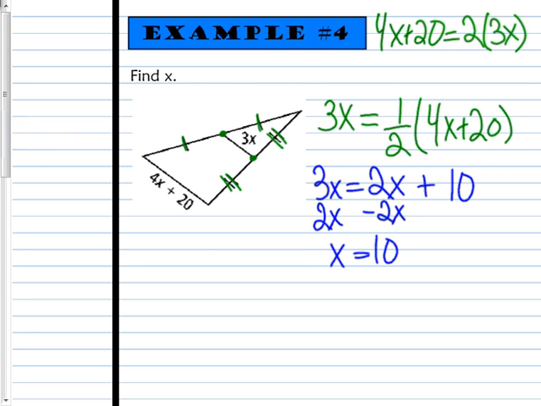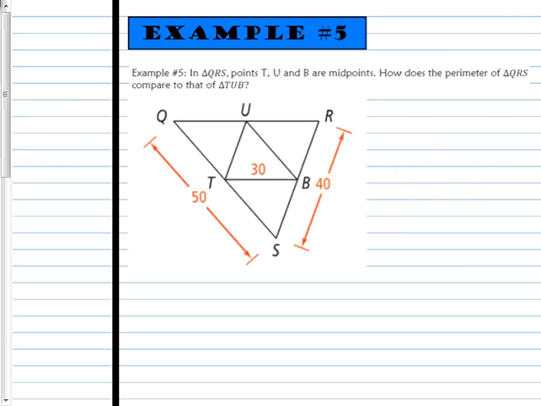It would have worked out the same if we would have done it the opposite way. 4x plus 20 equals 6x. I would have subtracted 4x from both sides. Would have gotten 20 equals 2x. Divide by 2, and x would have still been 10. Okay, so either way you work it out, it's going to work out. You can divide by 2 or you can multiply by 2, whatever your preference is. Either way is the right answer.